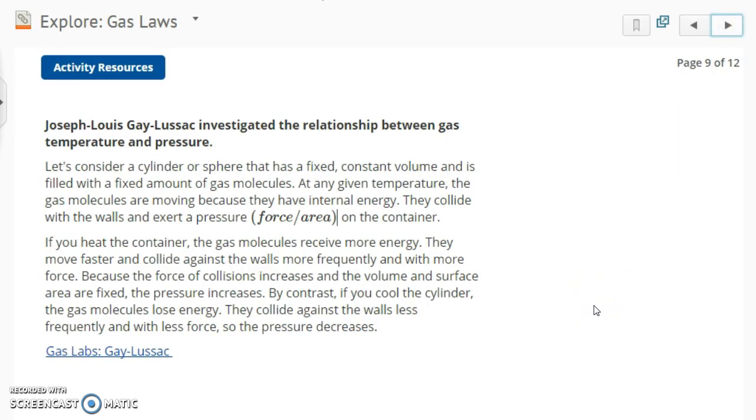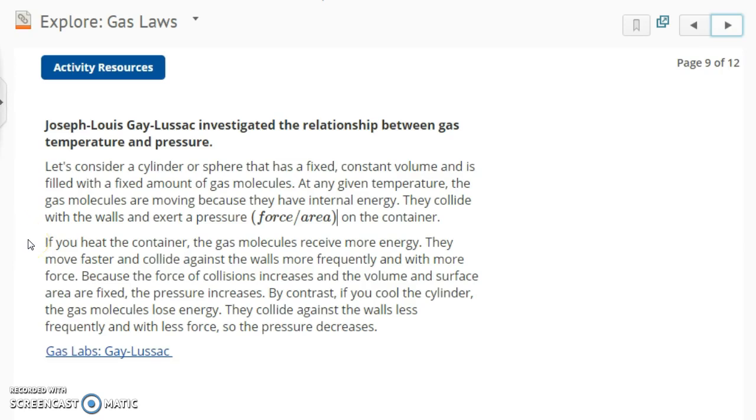Joseph Louis Gay-Lussac investigated the relationship between gas, temperature, and pressure. Okay, so now we're doing temperature and pressure. Let's consider a cylinder or sphere that has a fixed constant volume and is filled with a fixed amount of gas molecules. At any given temperature, the gas molecules are moving because they have internal or kinetic energy. They collide with the walls and exert a pressure. Remember, pressure is force per area on the container.